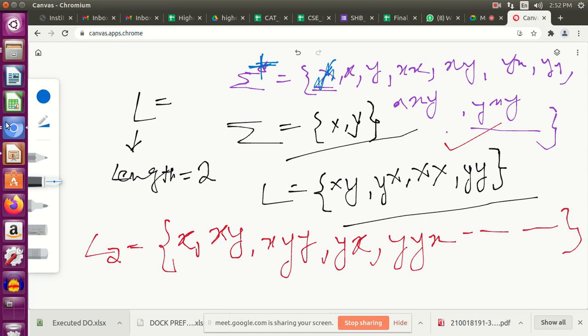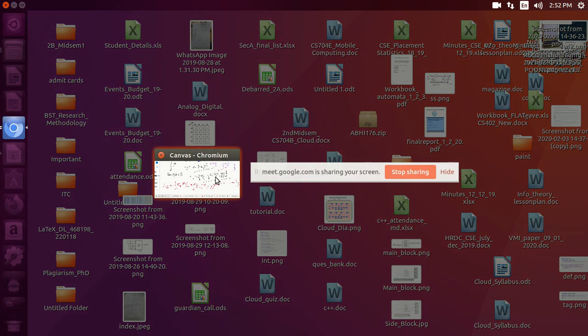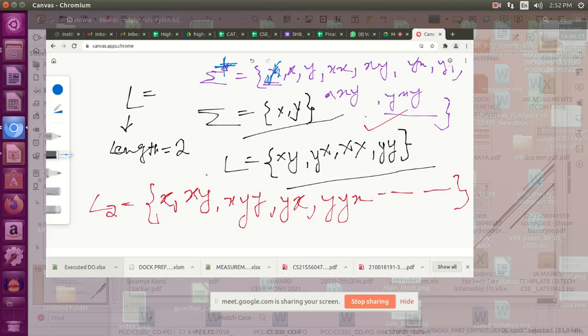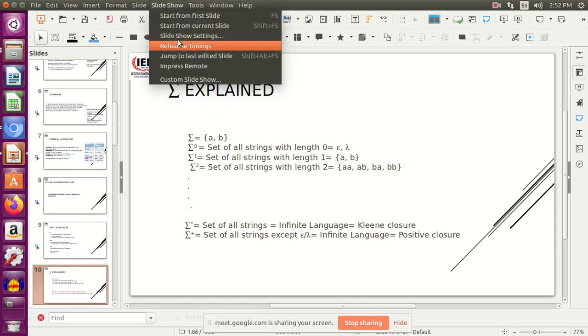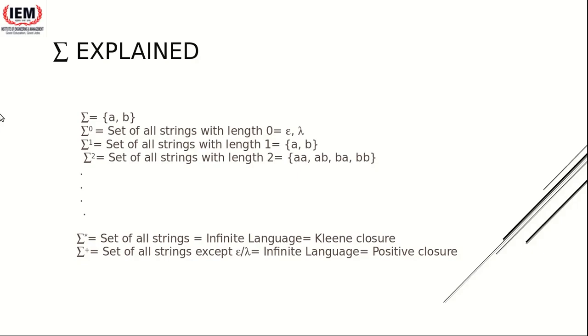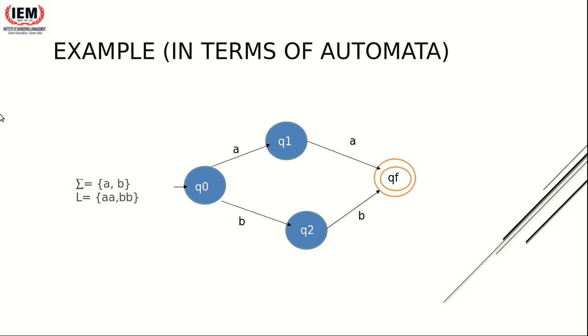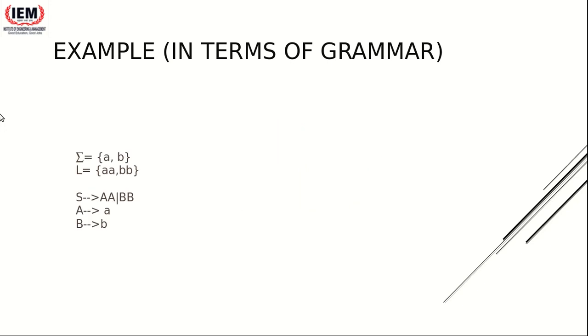Okay. So this is the significance of your sigma. I have already shown you this automata.